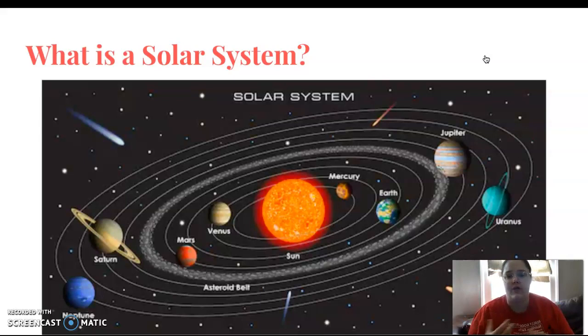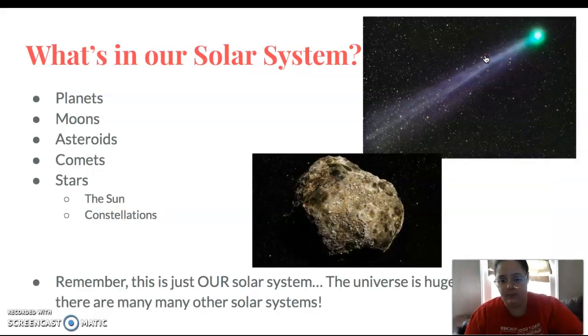It's important to know, though, that the universe is infinitely huge. We have no idea how big it is. We have no idea how many other planets, solar systems, universes are out there. So it's difficult to say what other solar systems look like, but we do know what our solar system looks like. So what's in our solar system?